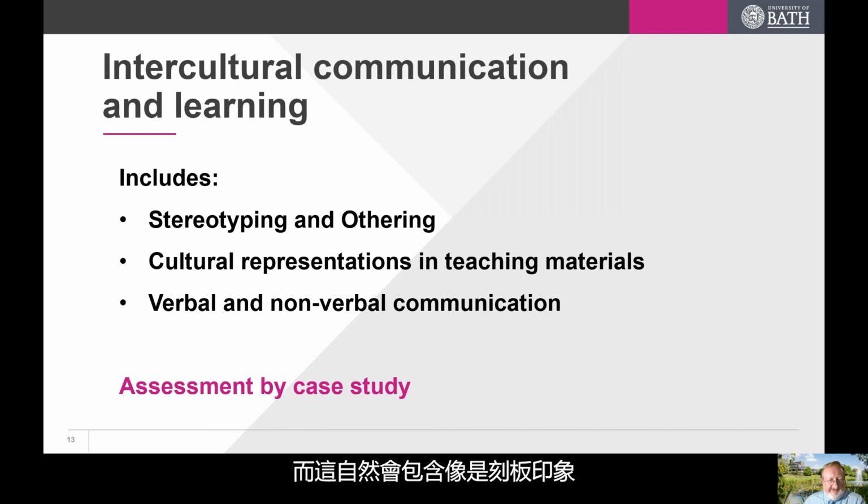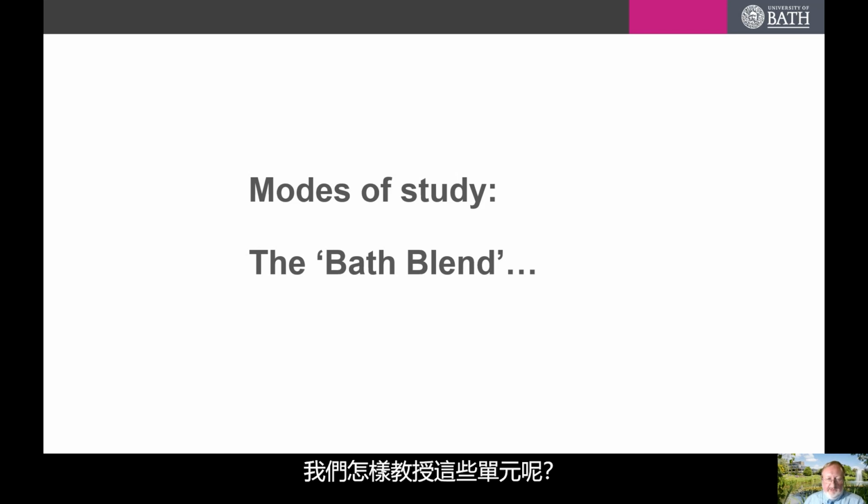And this, of course, includes things like stereotyping and the way that we think and talk and write about other cultures. It covers things like cultural representations in teaching materials. So if you happen to be using textbooks from an English-speaking country, for example, and things like non-verbal communication in the classroom, this kind of thing. This is assessed by a case study. Okay, again, not by an essay, but by a practice-based, a classroom-based, or institutionally based case study of intercultural communication and learning.